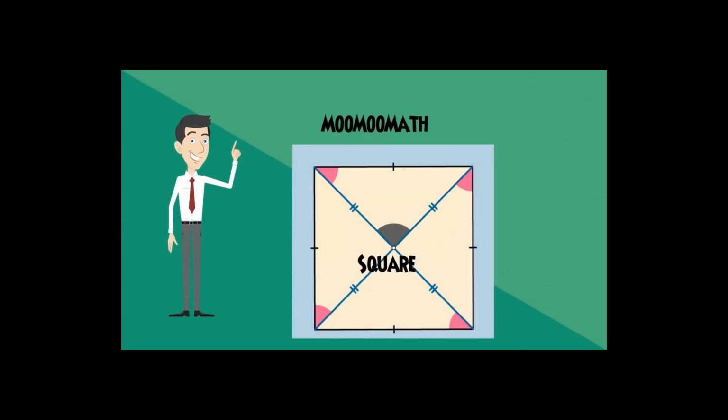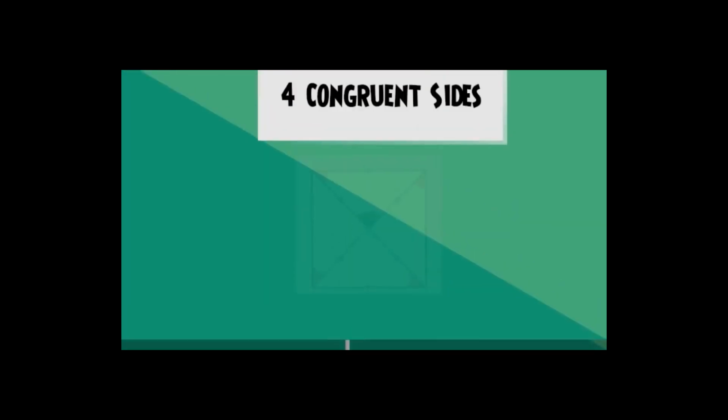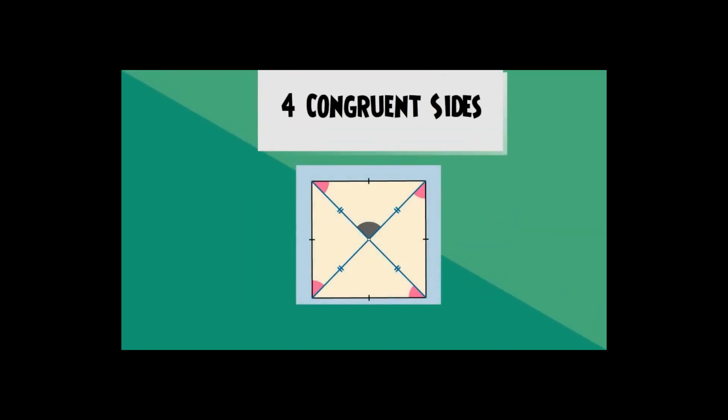In this video, I'd like to talk about the properties of a square. A square is a plane shape. It is a quadrilateral that is 2-dimensional, so it has length and width, but no height. A square has 4 congruent sides, 4 equal sides.